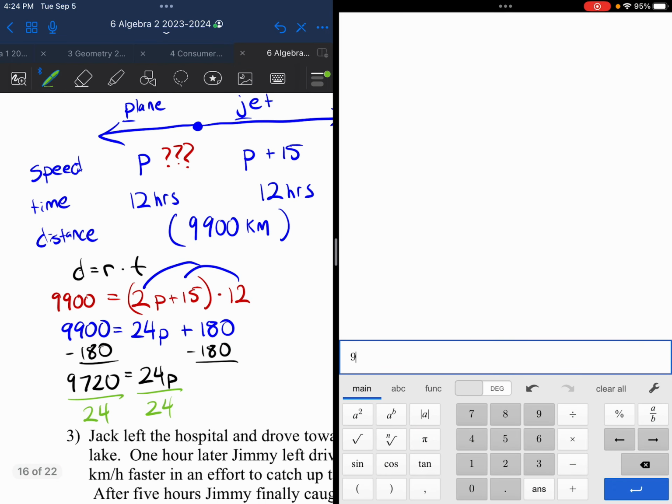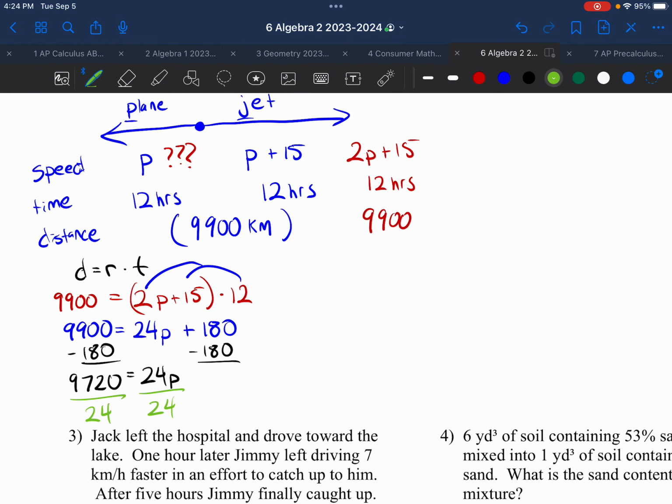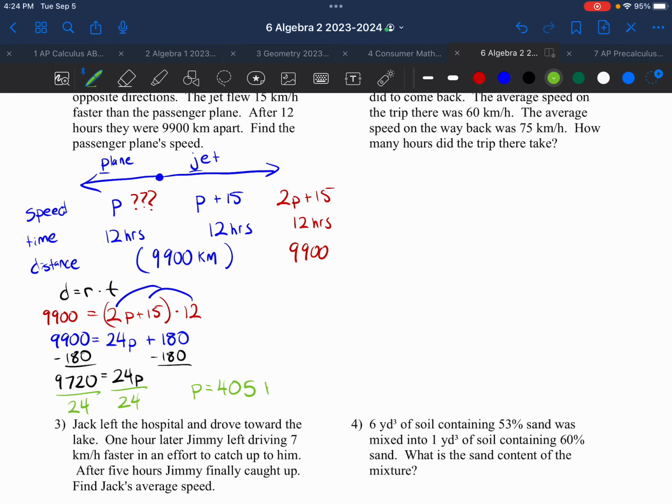What is 9,720 divided by 24? 405. I was off. Okay. So P here is equal to 405. You don't need units, but I like putting them on there because I like to be as perfect as possible. This is a speed of kilometers per hour. So kilometers per hour. And I want to box that.